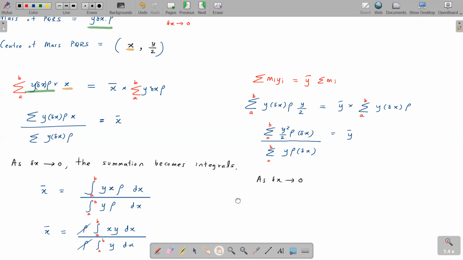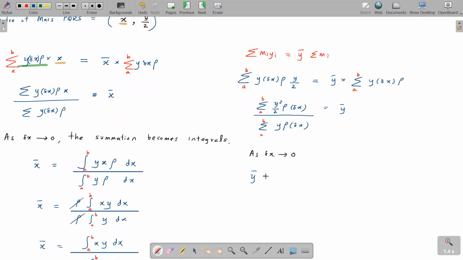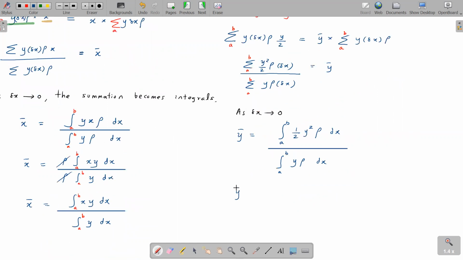The summation becomes integrals. Therefore, you can rewrite the equation: y bar equals the integral sign a to b, half y square, or y square over 2, rho delta x becomes dx, divided by the integration sign a to b, y rho times delta x becomes dx. And once again, the rho is a constant which you can take out of the integral sign. So rho comes out and you get here half y square dx divided by, the rho comes out, y dx. So the rho cancels out.